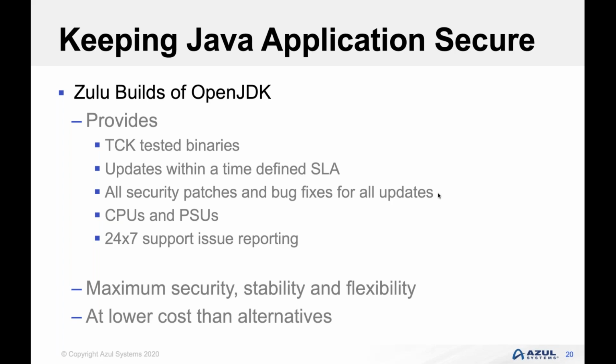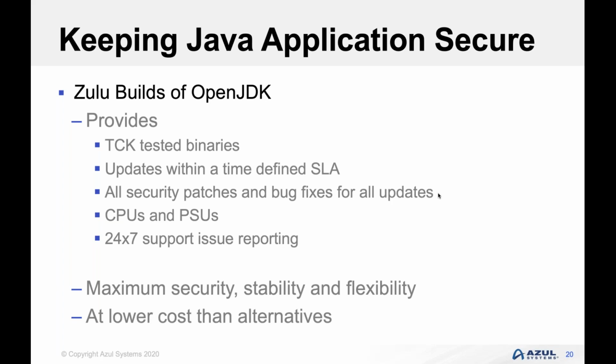Are all security patches and bug fixes going to be backported for all updates? So what we've committed to is backporting anything that is relevant. Clearly, if JDK 14 has a feature that doesn't exist in JDK 7, we don't need to backport that fix. But anything that's relevant from JDK 14, we will backport to all of the supported versions.